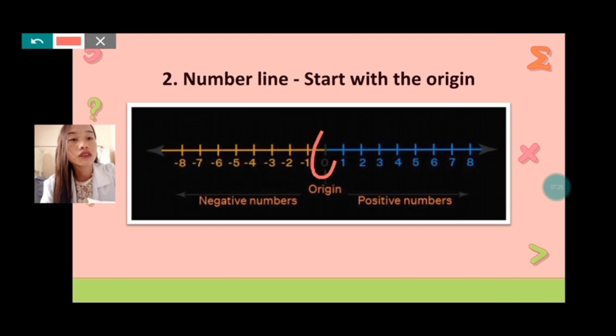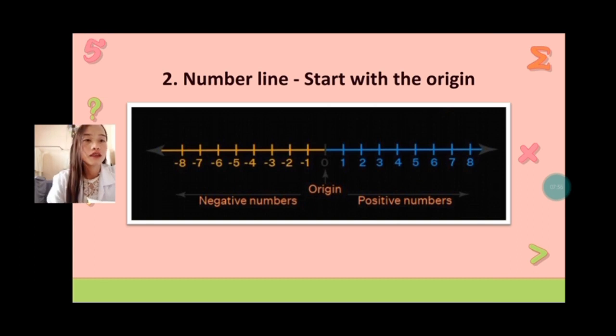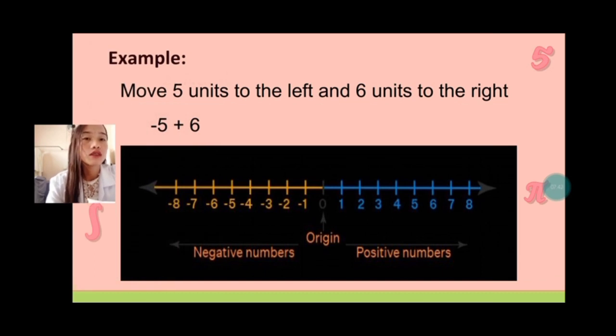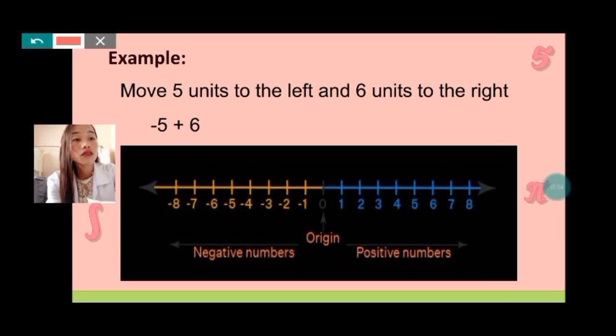So here is the origin, and then the left side is the negative, and then the right side is the positive. So we have an example: move 5 units to the left and 6 units to the right. Since we have the word left, it means negative, and the word right means positive.